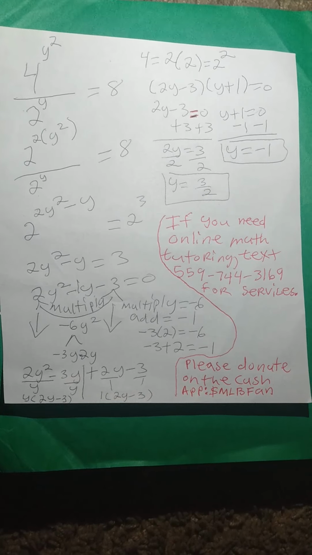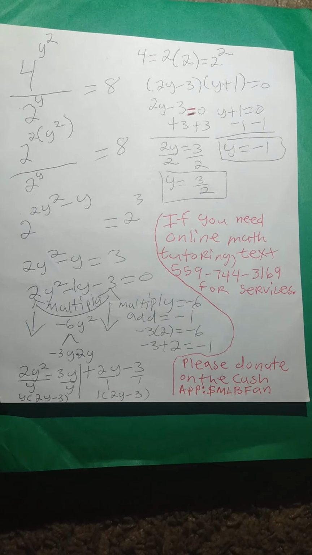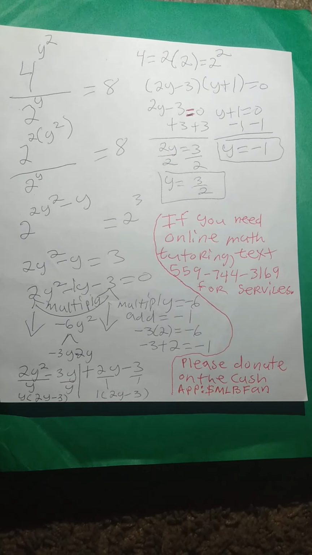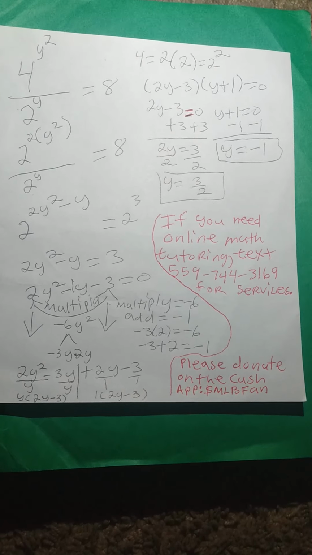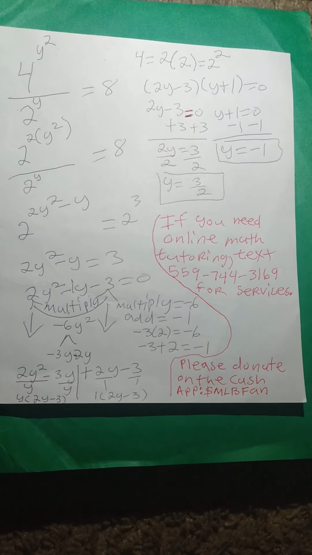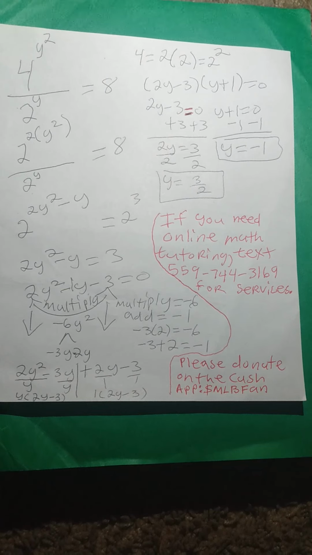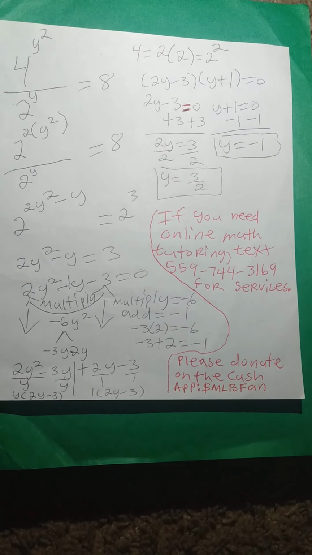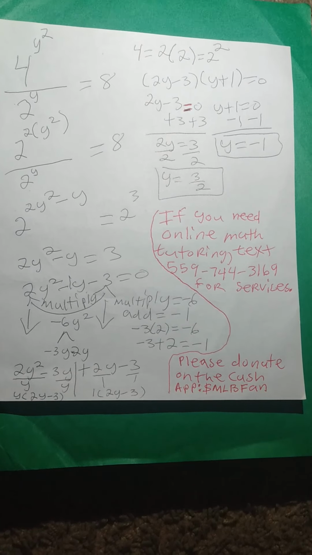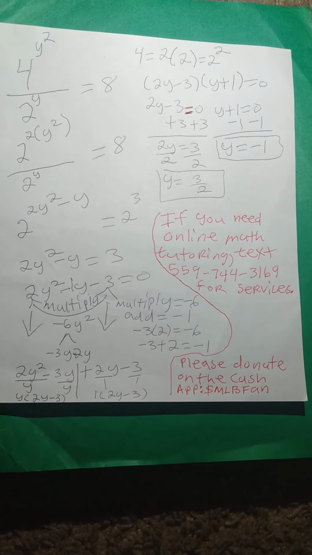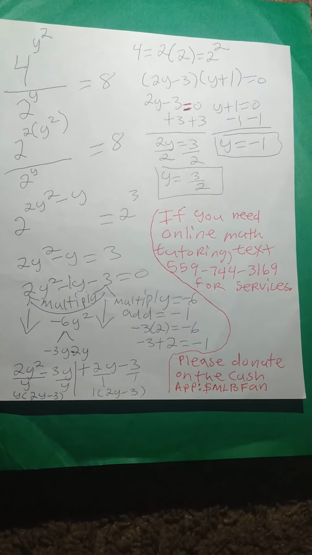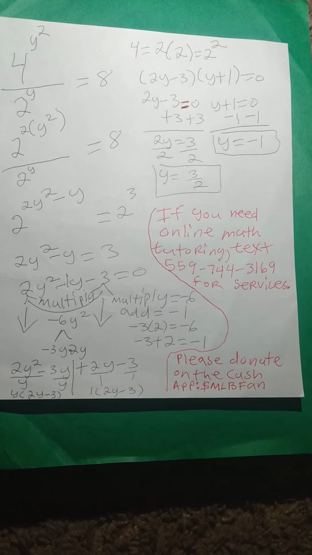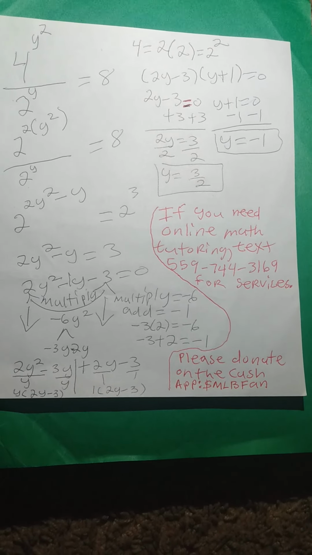So we need to bring down our first and third terms. So it's going to read 2y squared, and combined with the two new middle terms of minus 3y and positive 2y, minus 3. So the equation will read 2y squared minus 3y plus 2y minus 3.